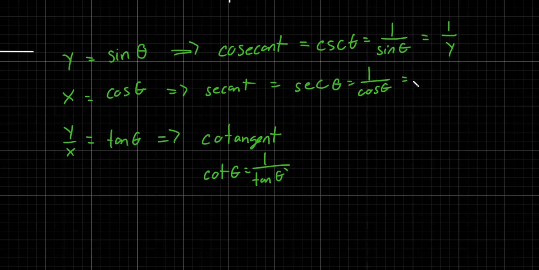So we're putting them in forms of Y's. What is secant? If cosine is X, then secant is 1 over X. If I want cotangent, the reciprocal of tangent, what is its reciprocal? It's X over Y. We just flip them. Any questions? No? Okay. Now we can play the game in a second.